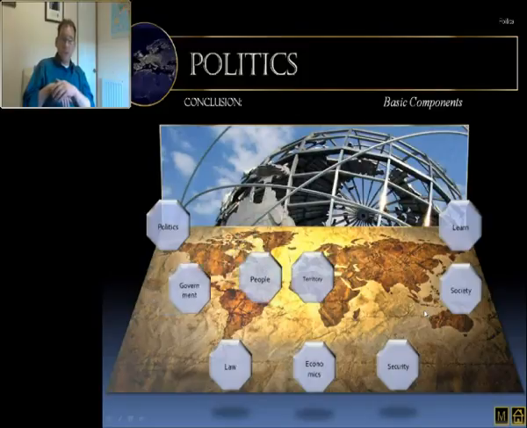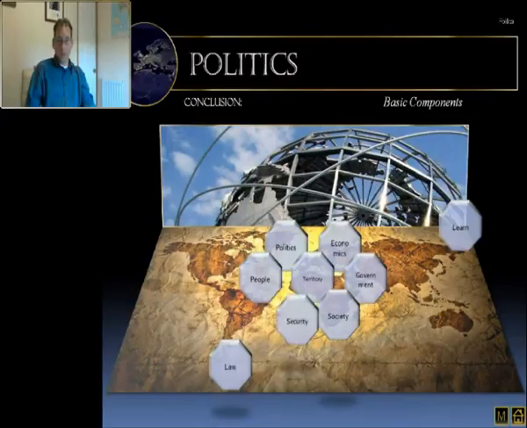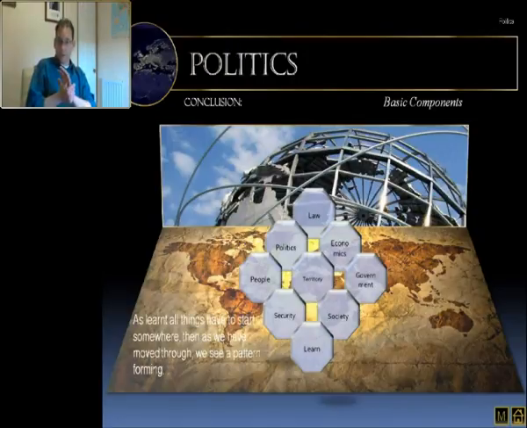In general terms of speaking, there you go. There's the construct. As learned, all things have to start somewhere. Then as we have moved through, we see a pattern forming. There's a gem forming. Yeah? Territory in the middle. There's people and the government. Politics, society. Security and economics. And also in parallel with each other.